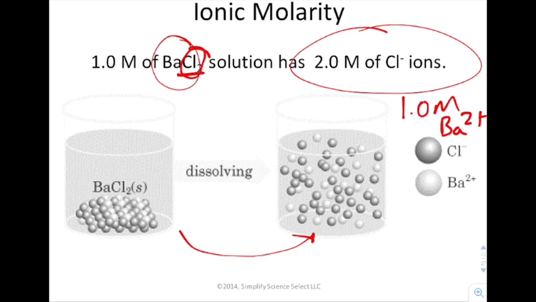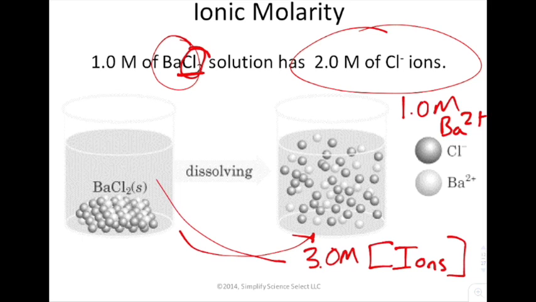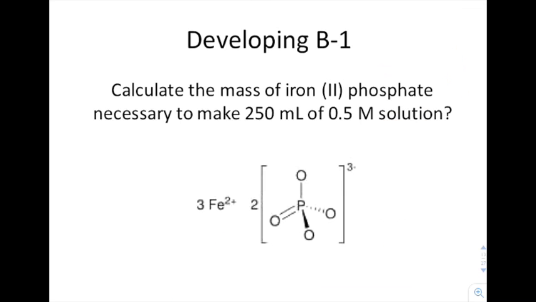So the total concentration of ions would be 3.0 molar when you allow it to dissolve. And that all comes from this 1 molar solution. So you have to take things like that into consideration depending on what the question asks you. So let's take a look at a couple of example problems.